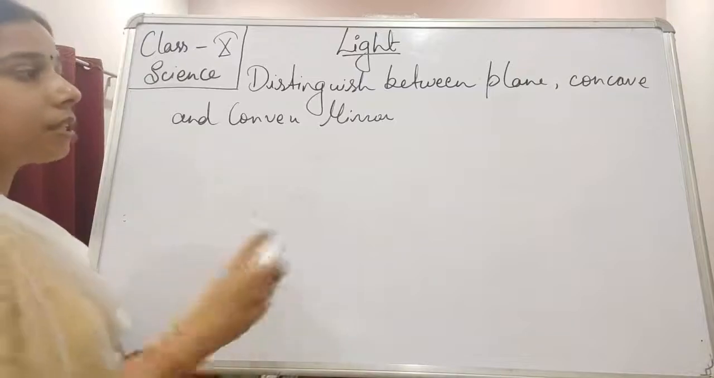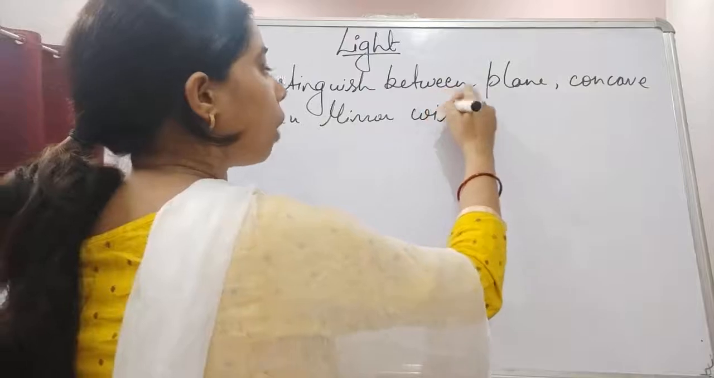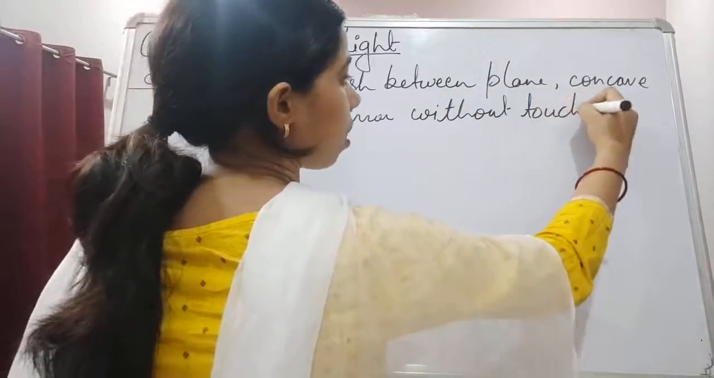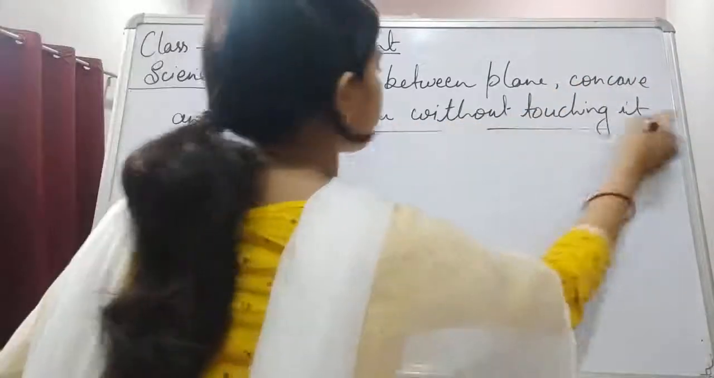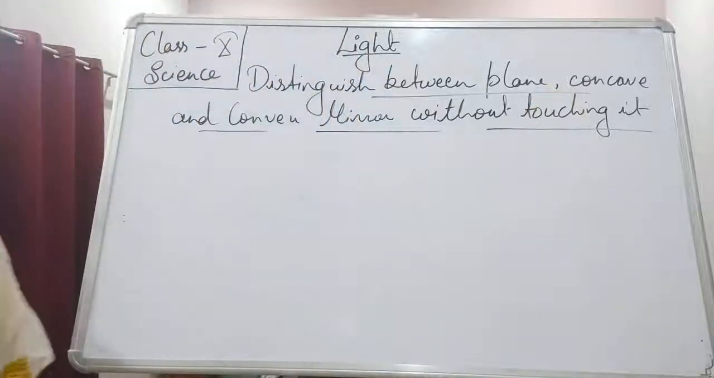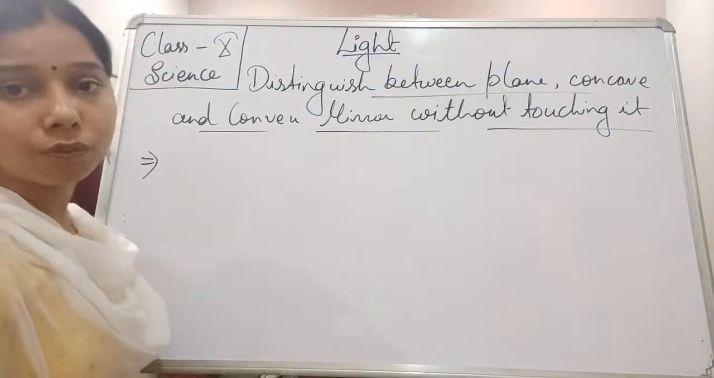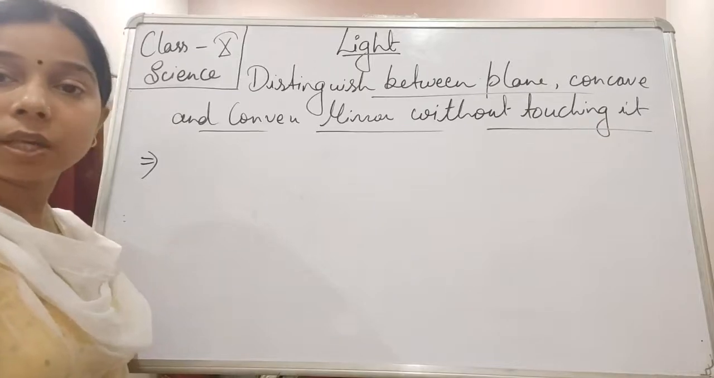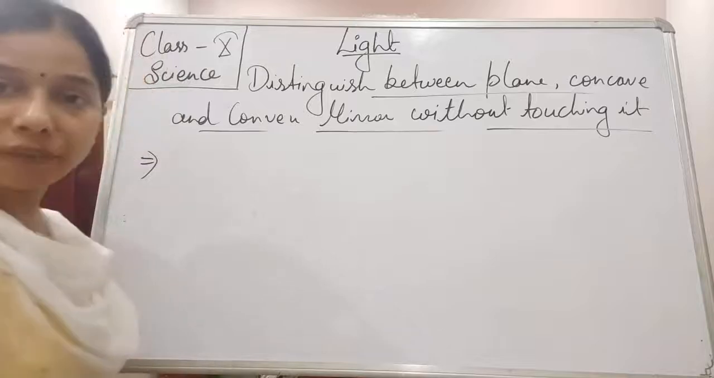But here we are distinguishing between the plane, concave and convex mirror without touching it. So how can we say that? With the help of the images formed by it. The kind of images help us in distinguishing between the plane mirror, concave and the convex mirror.